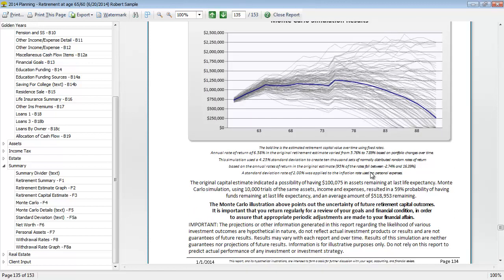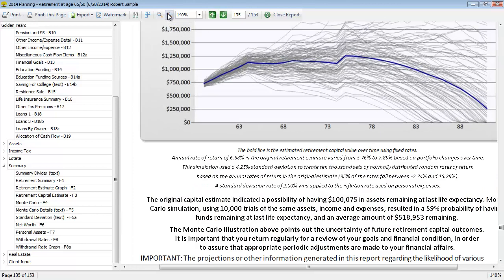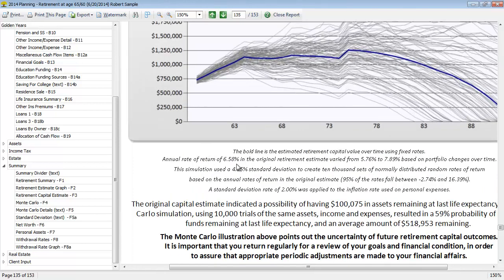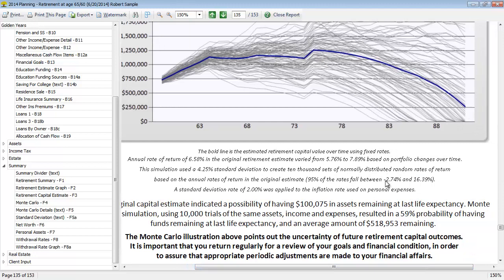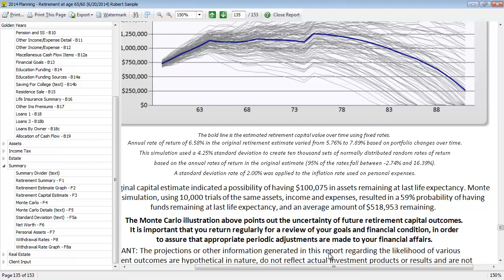In little teeny font here, you can also see the standard deviation that's used. So you can see the portfolio rate of return, the standard deviation, and then you can see what the 95% of the rates when it's using those rates of return will fall between when it's varying those rates. So in this case, negative 2.74% and a high of 16.39. The program will go out a total of 5 standard deviations, but this represents the first 2, which makes up 95% of the rates that it will use.